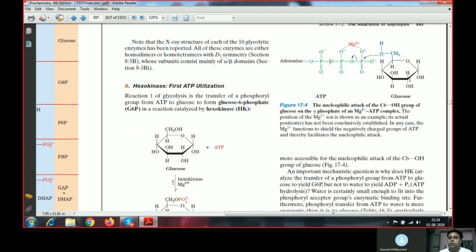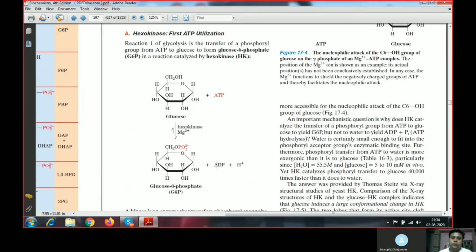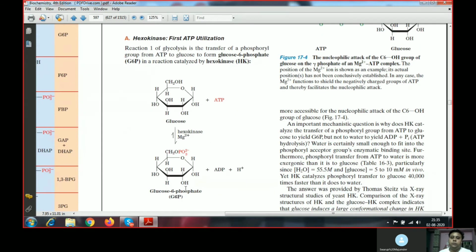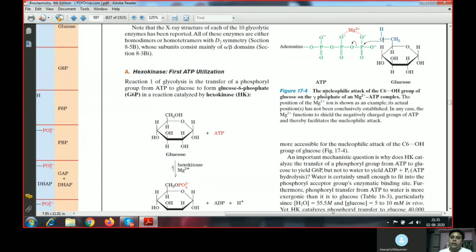This is the 6th carbon: 1, 2, 3, 4, 5 and 6th carbon. This is the 6th carbon of glucose, and the oxygen contains a lone pair of electrons, so it can nucleophilically attack the gamma phosphoryl group, so that this bond will be broken and ADP will be released. You can see ADP is released by this process, and the OH group now carries the phosphate group to generate glucose 6-phosphate. That means ATP alone is the inhibitor of glycolysis, but ATP together with the Mg2+ ion is the activator of glycolysis.